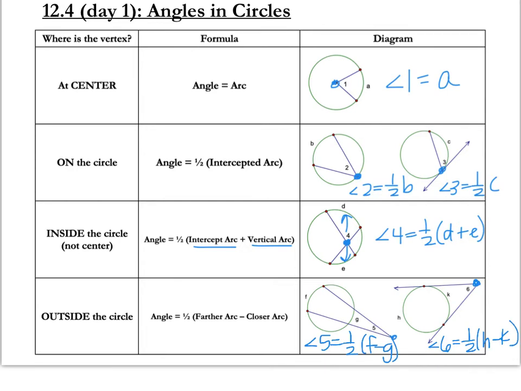So key here, I'm going to write this in red, is that if it's inside you add. If it's outside, you subtract. You just need to make sure that you're using the correct pieces. Sometimes the pieces that they give you are not the ones that you want to use, so you might have to do a little math to figure out the pieces that you really do want to use.